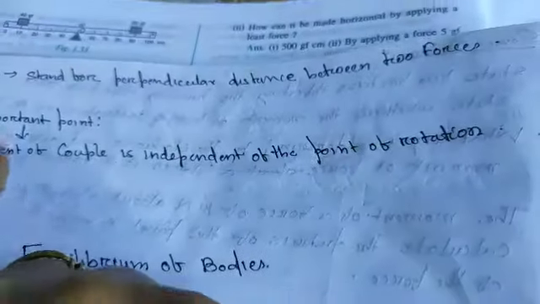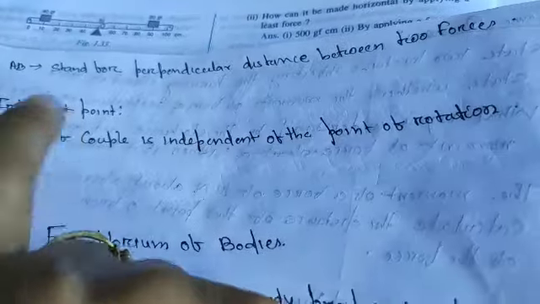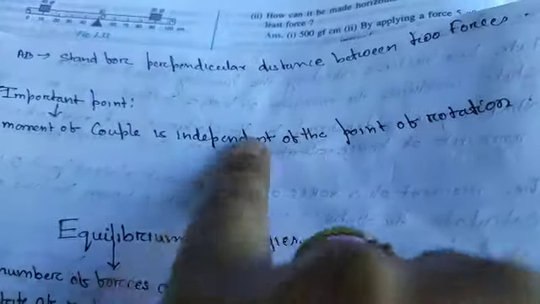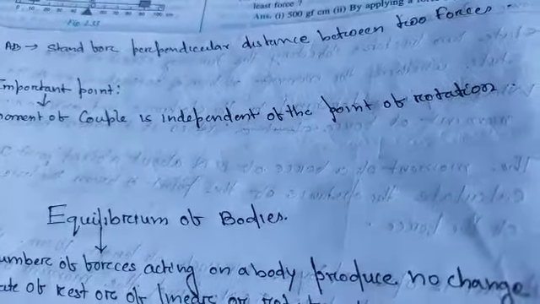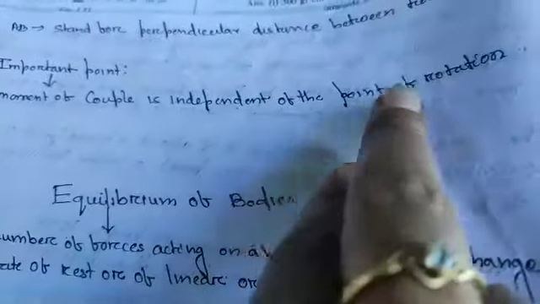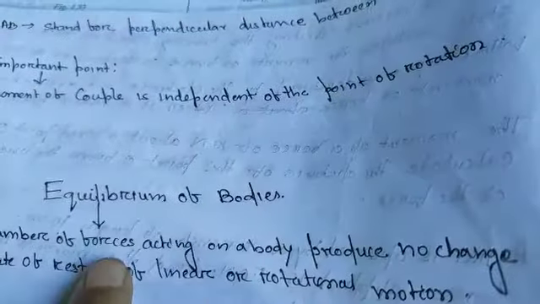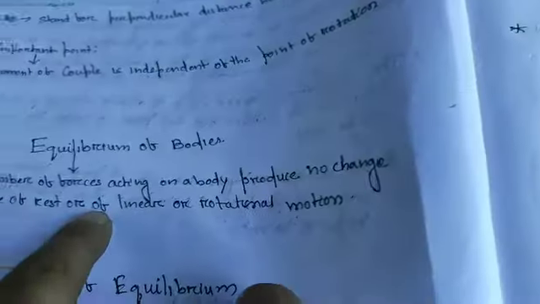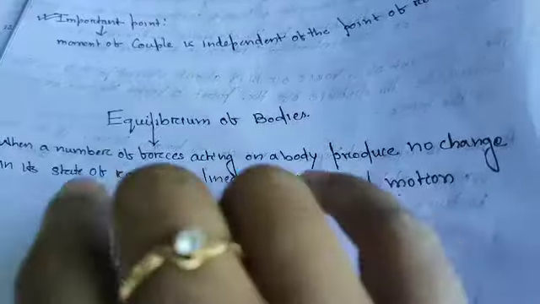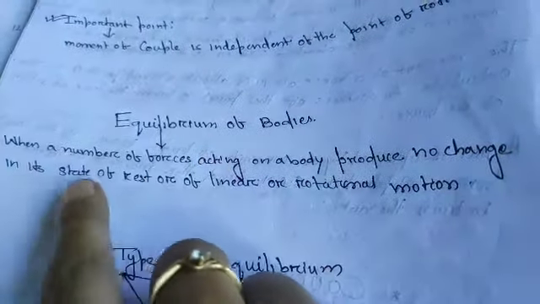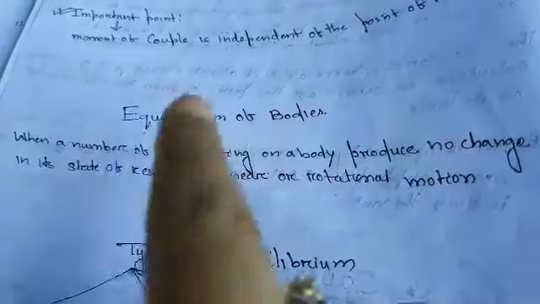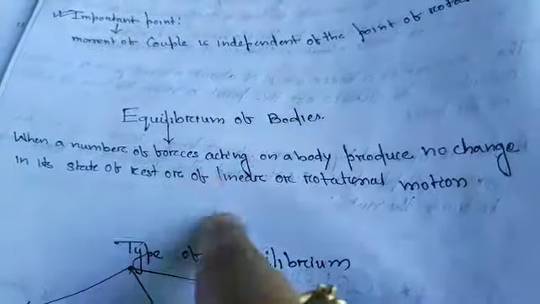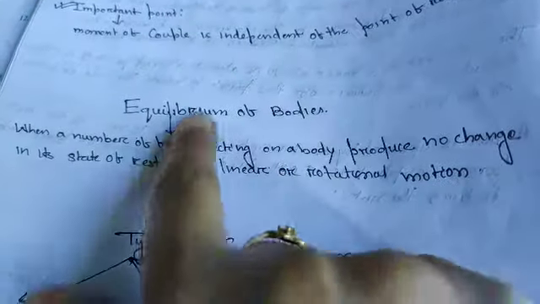Clear? Now, some important points you have to remember for the couple. What is that? The couple is independent of the point of rotation. Means couple does not depend upon the point of rotation. Clear? Okay. Now we will move to the next topic, that is equilibrium of the body. So what do you mean by equilibrium? See, when a number of forces acting on the body produce no change, means you are applying the force on the body but the body remains as it is, then it is known as equilibrium of the body.